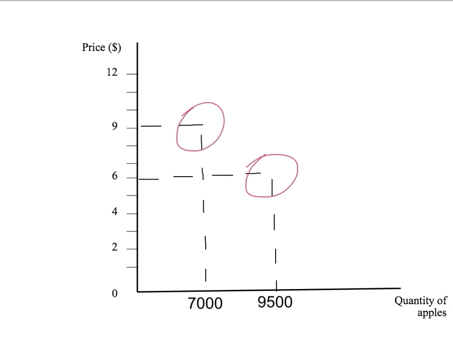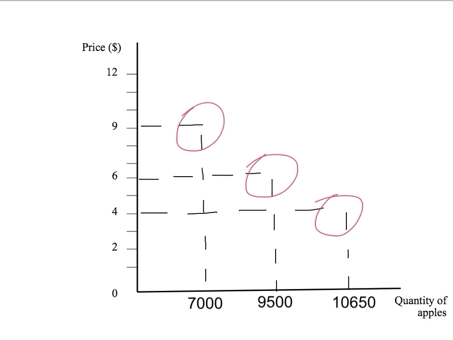And then let's draw one more point. Suppose that the price of apples is $4 per kilogram, then in total people want to buy 10,650 kilograms of apples per day. So we have a third point on our market demand curve.